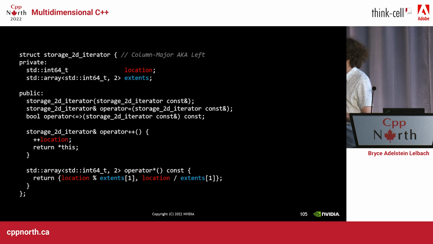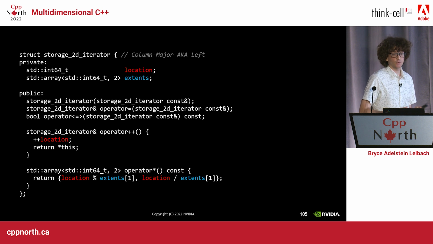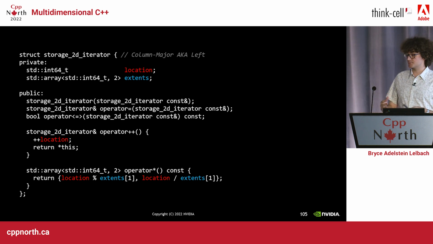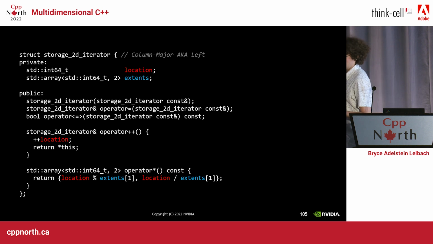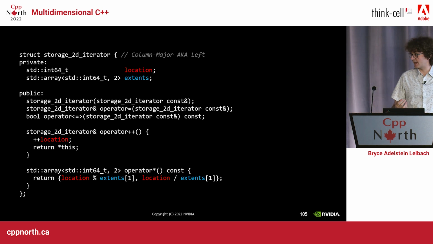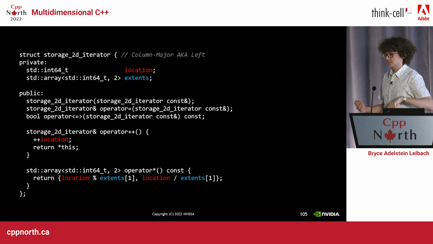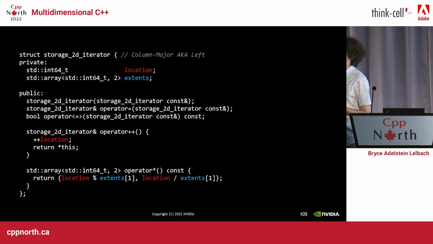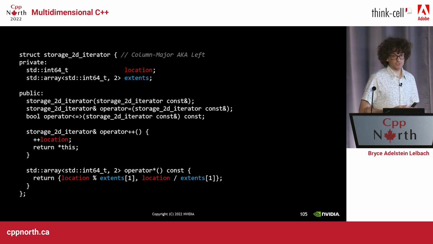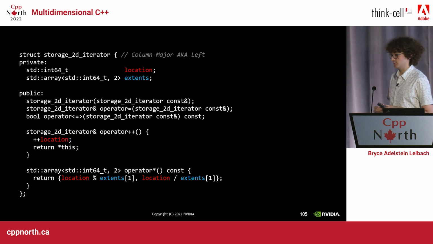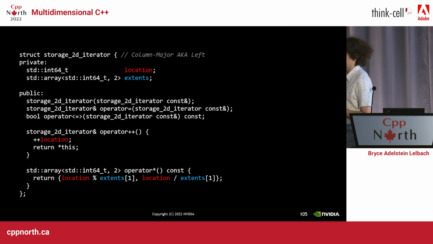Okay, let's look at another approach. So in this approach, instead of storing multidimensional index locations, we're going to store the linear storage space location. So just where the element is in the underlying backend storage. So this means that our increment operator will be very simple. We just increment that storage location. But if we want to reconstruct the multidimensional index, we have to do some expensive operations. Specifically, we have to do a modulo and an integer division.